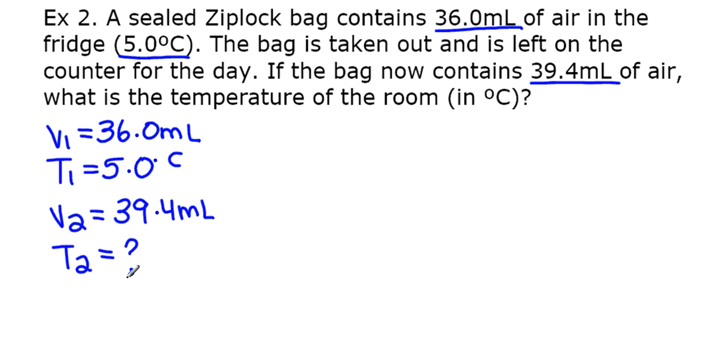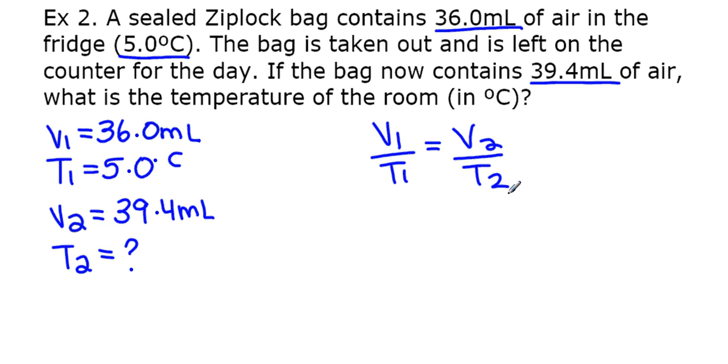So if we're looking at our variables here, we have volume and temperature. Volume and temperature, which law are we dealing with? Is it Boyle's law, Charles' law, or Gay-Lussac's law? Hopefully you see that this is Charles' law. So V1 over T1 is equal to V2 over T2.